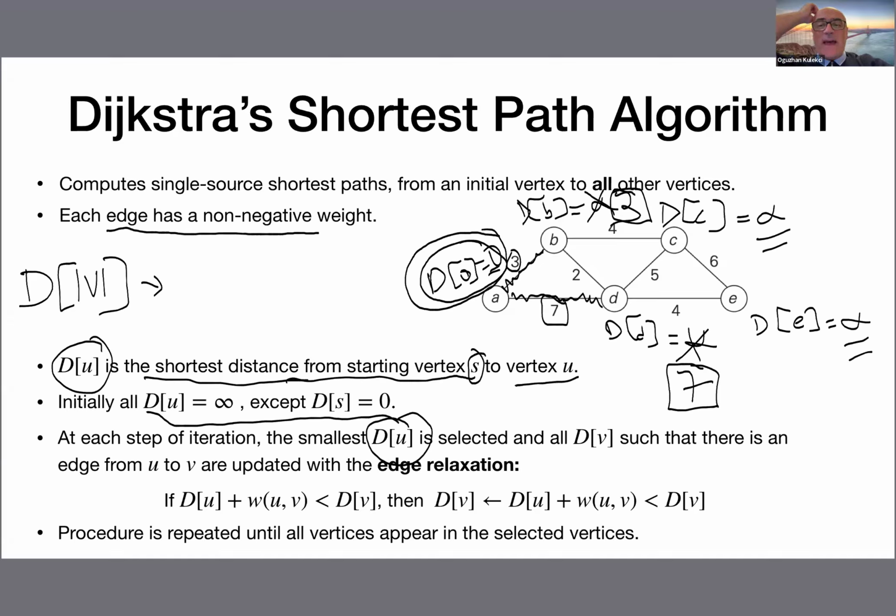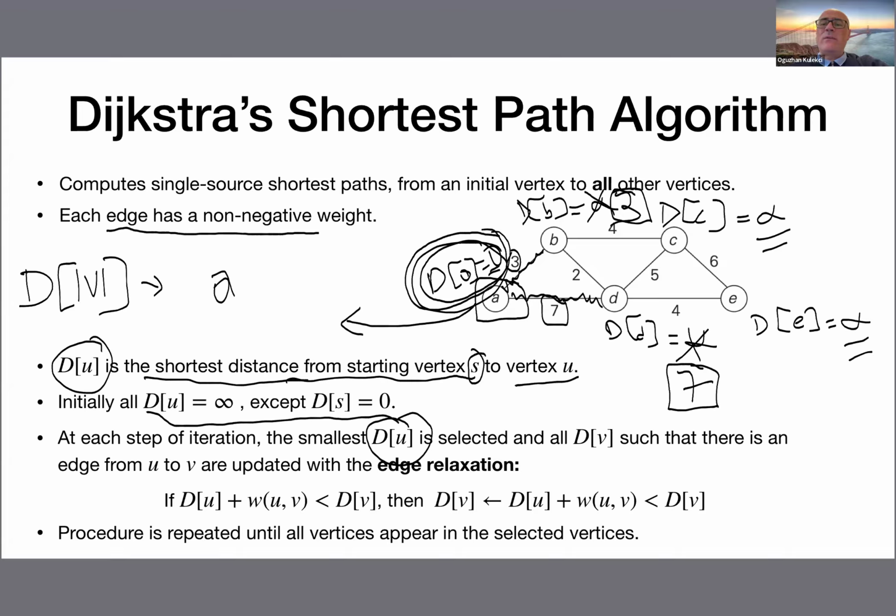Okay. Next, among those D values, I will pick the smallest one that has not been selected before. Once you select this one as the minimum, you should remove this from the min heap, and you say that, okay, so I started from A, and now I'm not able to choose A again, okay?